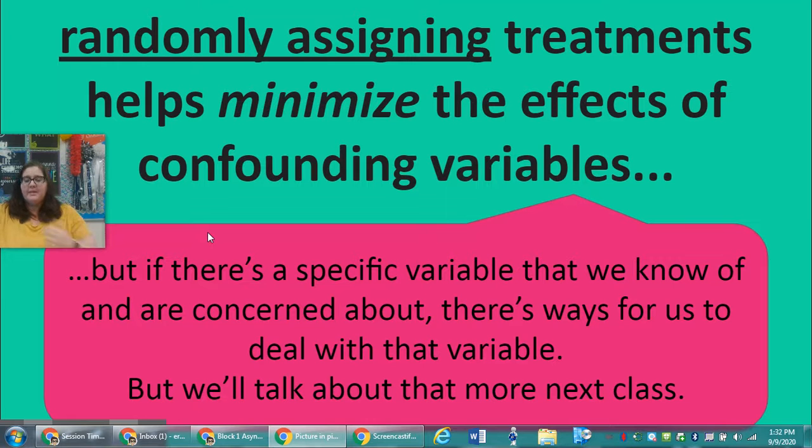But if we do have a specific variable that we know of and are concerned about, so if gender is something that we feel will affect the response, or age, how old someone is, something we know or believe will affect our response, there are ways for us to deal with that specific variable and control for that specific variable a little bit more. That is something we'll talk more about in the next lesson.